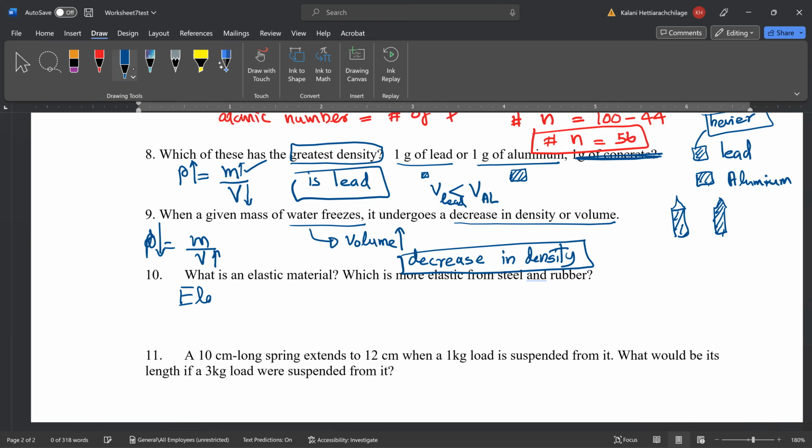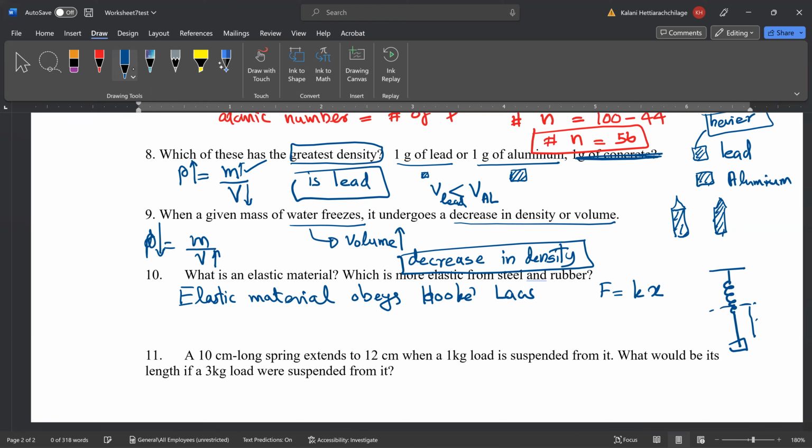Elastic materials obey Ohm's law. I'm sorry, Hooke's law. Oh, I'm very sorry, Hooke's law. Obey the Hooke's law, right? So now what is Hooke's law? Force equals K times the displacement, right? That means if there is a spring that will stretch because of the mass, that stretch distance is proportional to the force that you applied on the spring. That is what Hooke's law is.